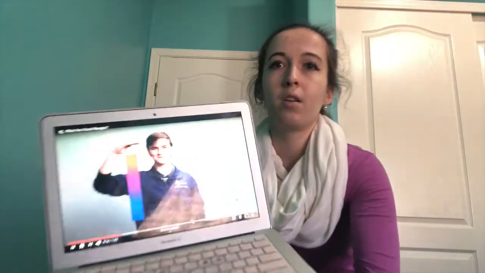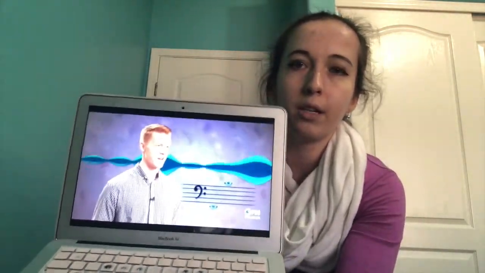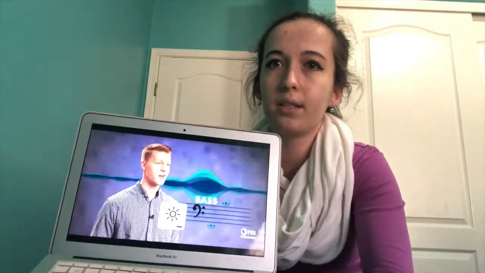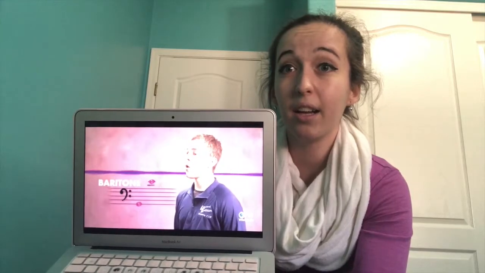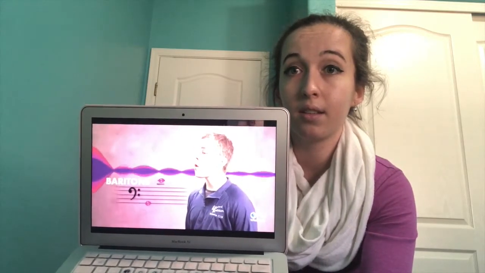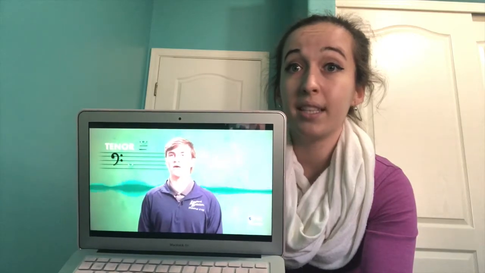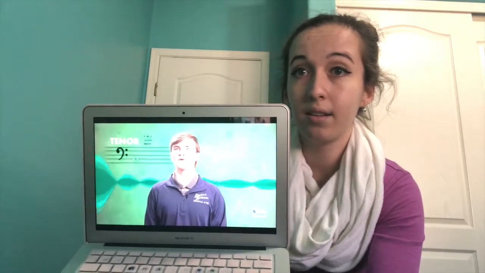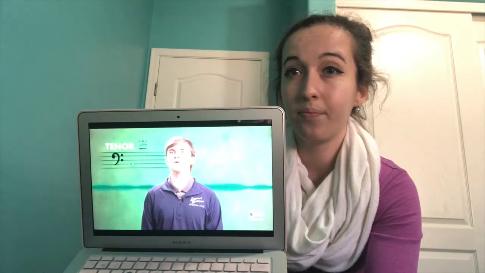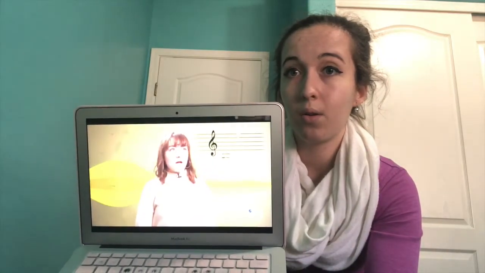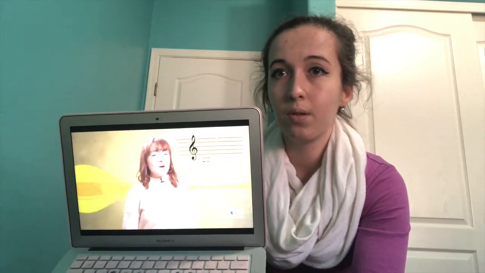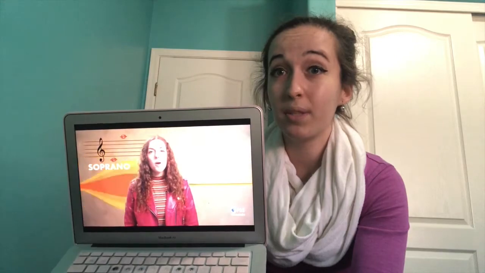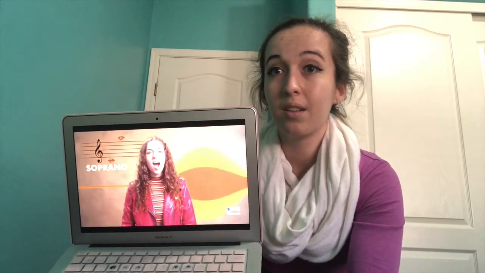To the highest. Okay, here we go. So here's our bass, who can sing the very lowest. So our baritone can sing a little higher. And the tenor sings even higher. Oh, there's our alto. And then there's our soprano, who sings the highest.